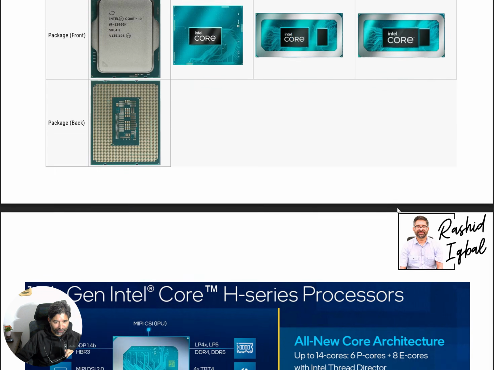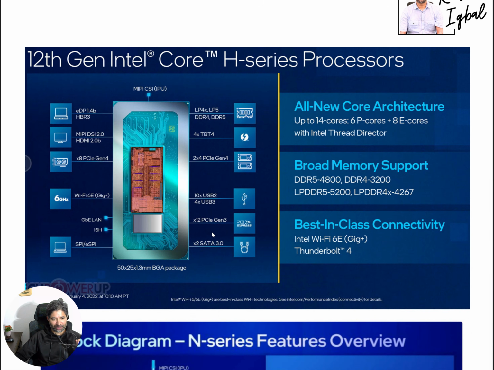Again, complexity. Okay, so this one is the Raptor Lake block diagram. What kind of IOs are there? What kind of things are connected to it? So look at this overall. This is your CPU die, and this is your PCH die that I was talking about.